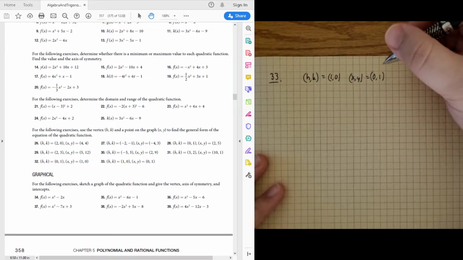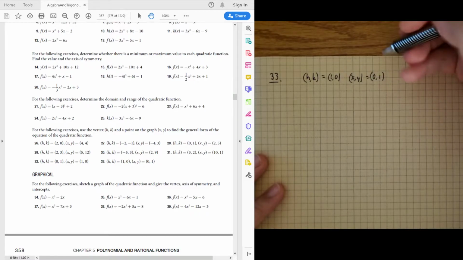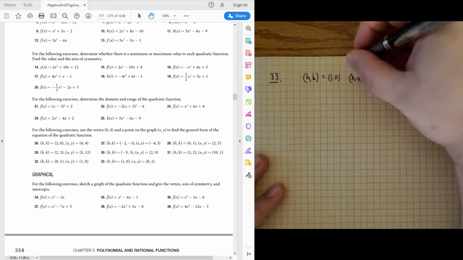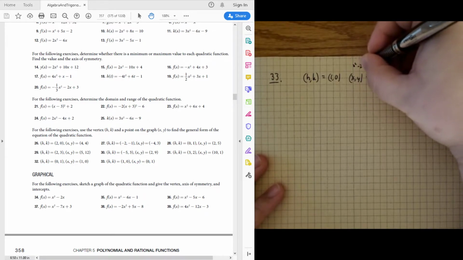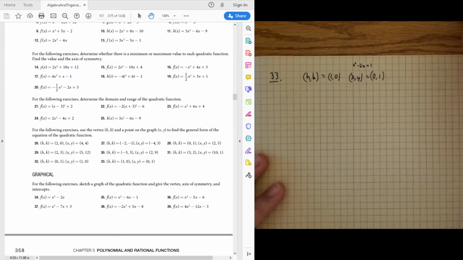Ready? I'm going to see if I still got this. I'm going to predict that the equation for this problem is x squared minus 2x plus 1. Let's see how good I am.